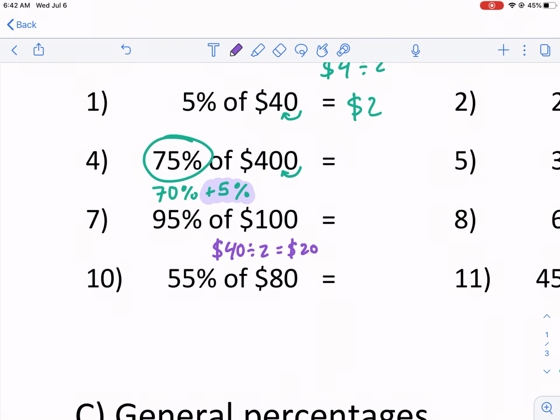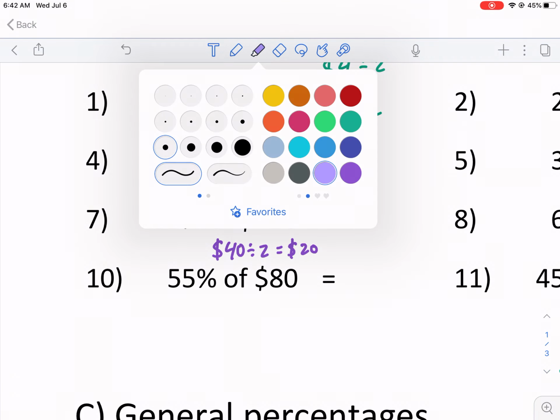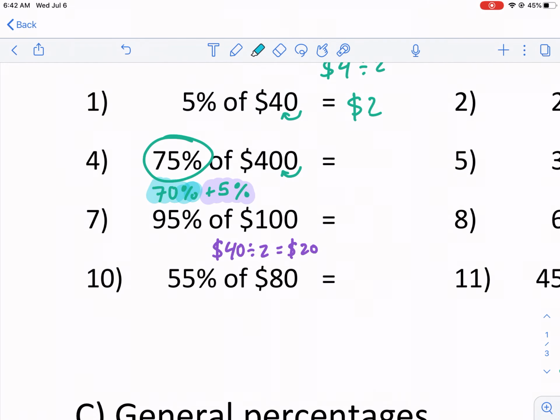Now I need to find 70%. Let me use a different color. So let's use this blue. So 70% is going to be 10%, which is 40. Okay, we already found that 10% was 40. That's 10%. And then I need 7 of those because it's 70%. So I need to times that by 7, and that's going to be 280. Let me move that over. So this is Notability. Great program, by the way. Still looking for sponsorship. So $280 is 70%, and then $20 is 5%. So I add those two together to get my answer.